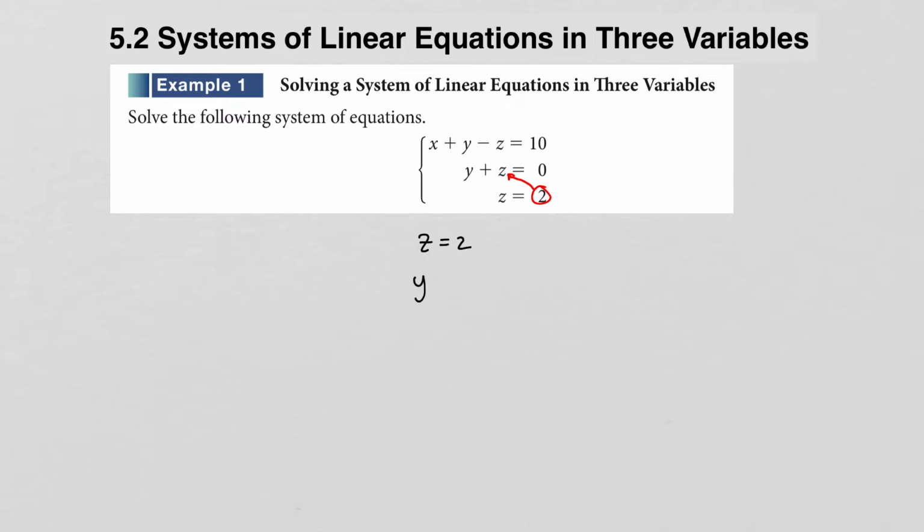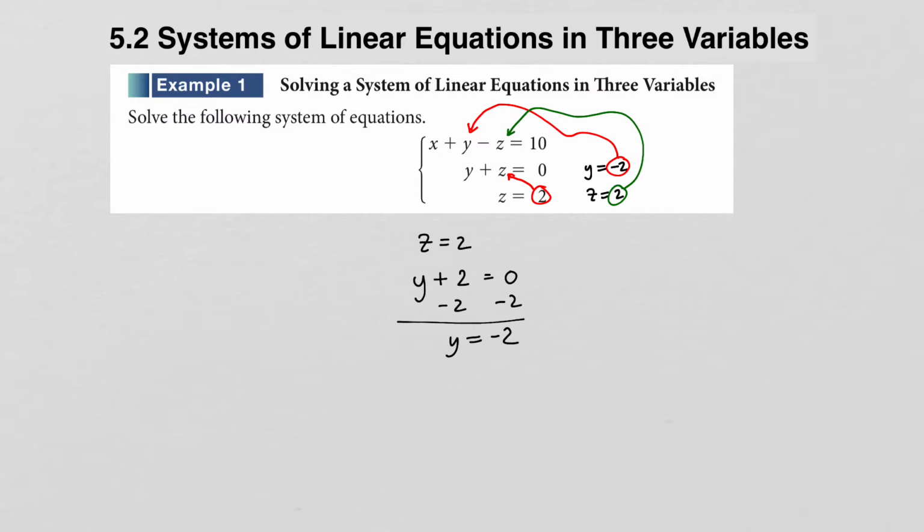If you do that, you get y plus 2 is equal to 0. Subtracting 2 from both sides tells us that y must be negative 2. So now we know z equals 2, and we also know y equals negative 2. We can take each one of these solutions and substitute it back into the first equation.